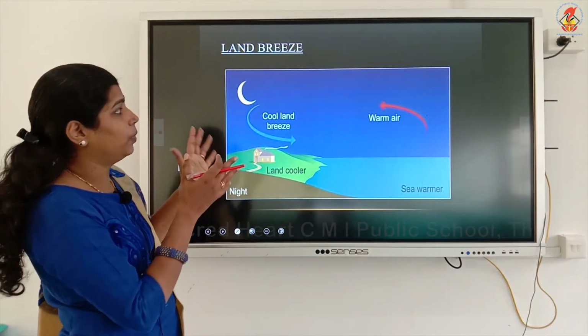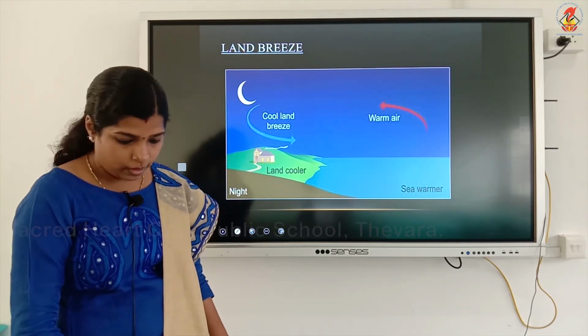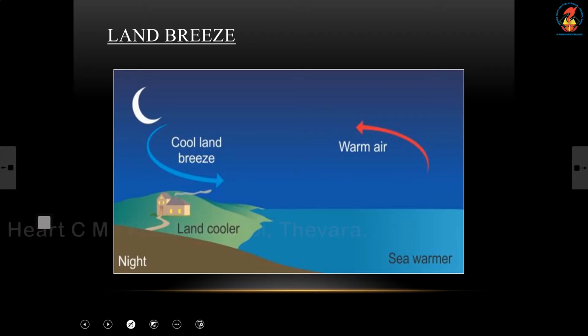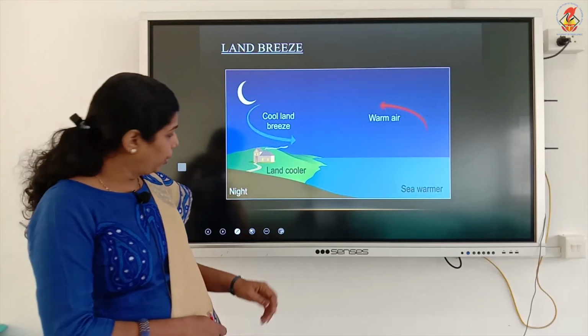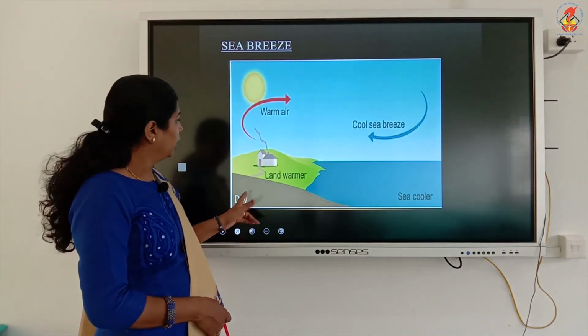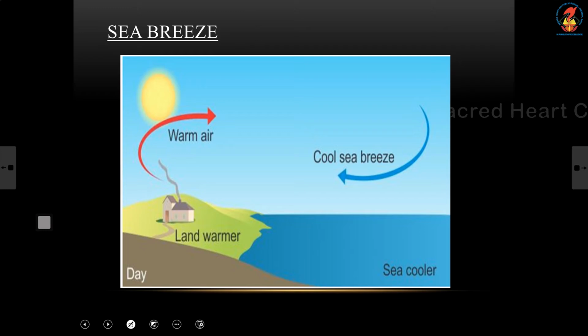Now this one is land breeze and sea breeze. That explanation is given in your textbook, page number 42. People living in coastal areas experience an interesting phenomenon during the night time. During the day, the land gets heated faster than water.